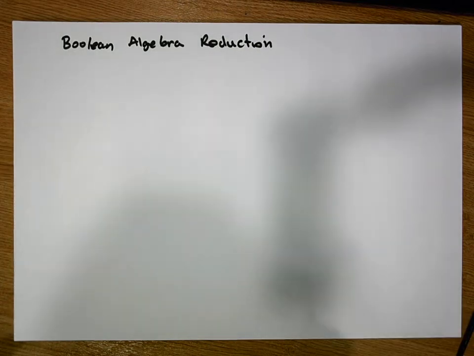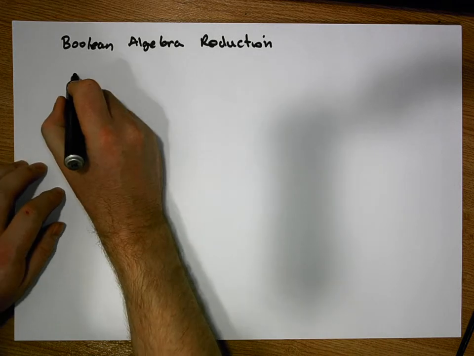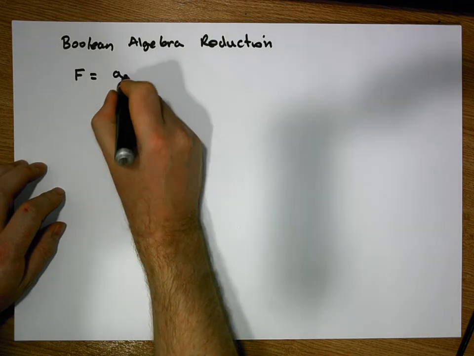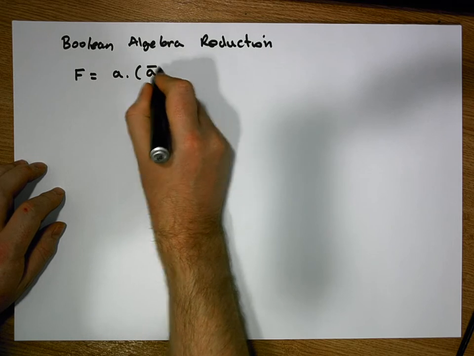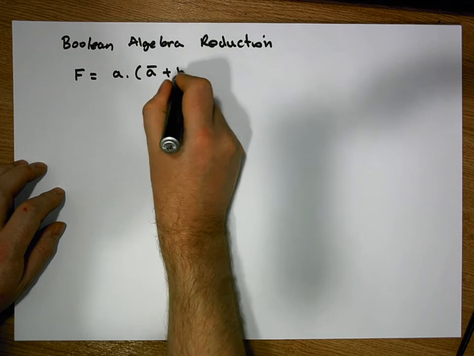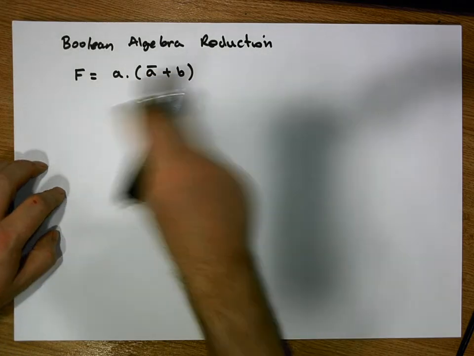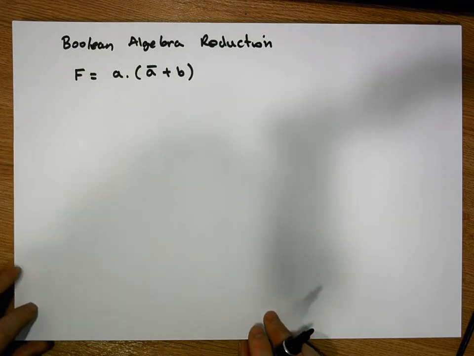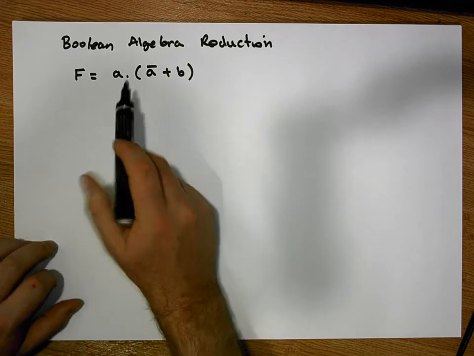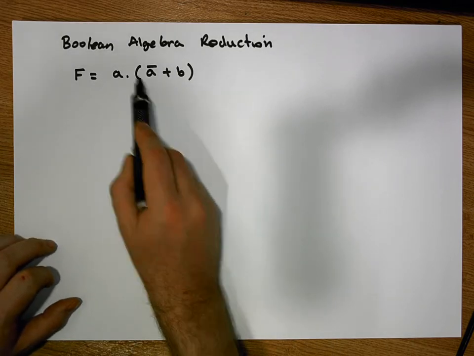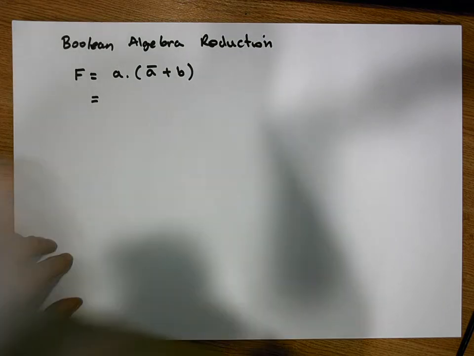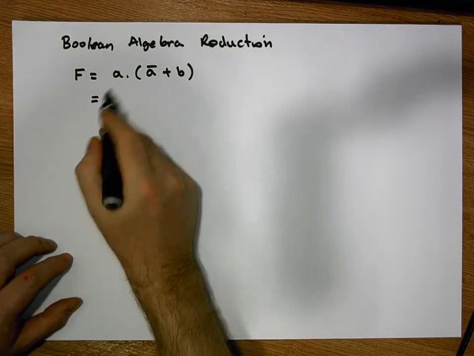Let's say for argument's sake that we have a function f is equal to a ANDed with a negated a ORed with a b. What we'd like to try to do is reduce this function down to a minimum state. The first thing we should do is distribute the a across these brackets, using the distribution law.